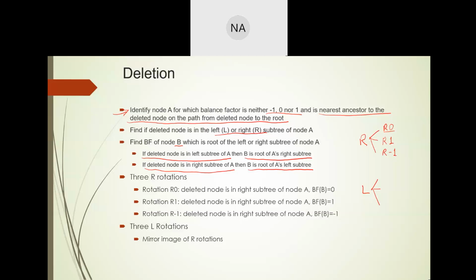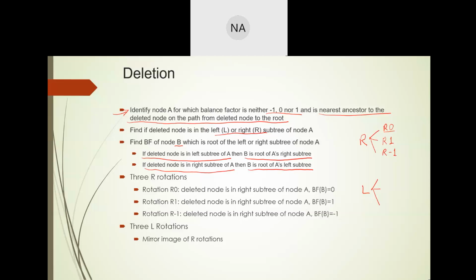So it will be 0, 1, or -1. Okay, so for the right, that is when the node is deleted from the right subtree of node A. In that case, node B will be the root of its left subtree, node A's left subtree. So that case will be either R0, R1, or R minus 1.